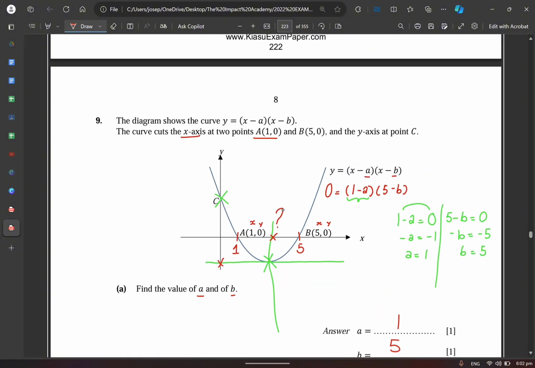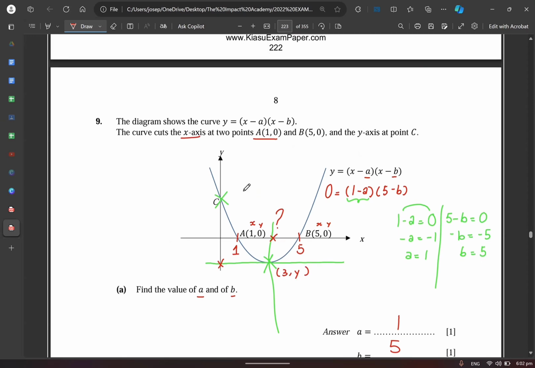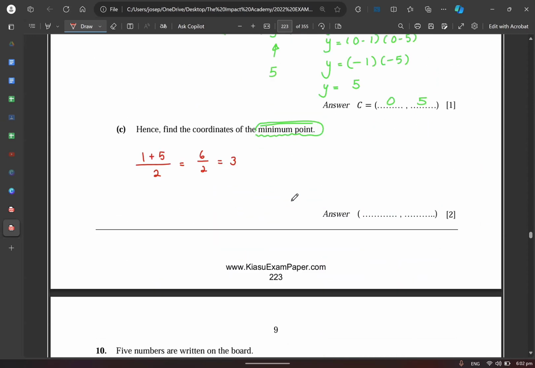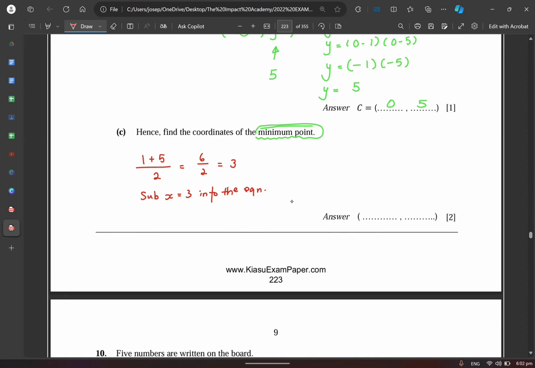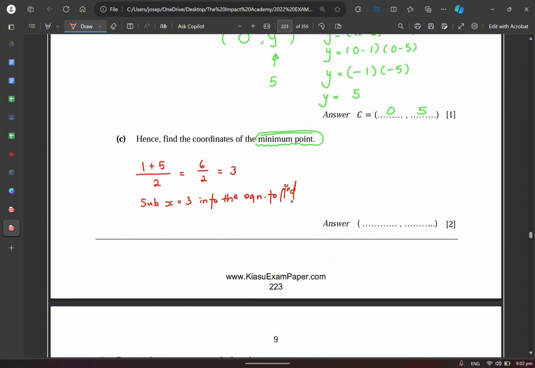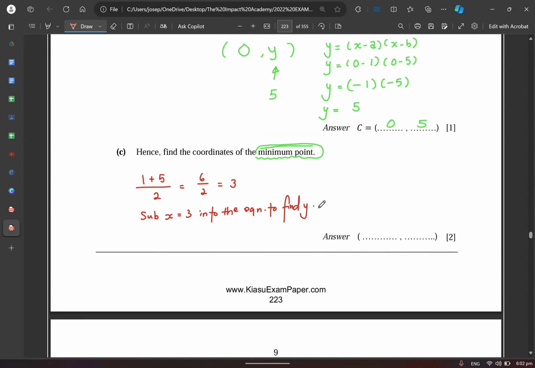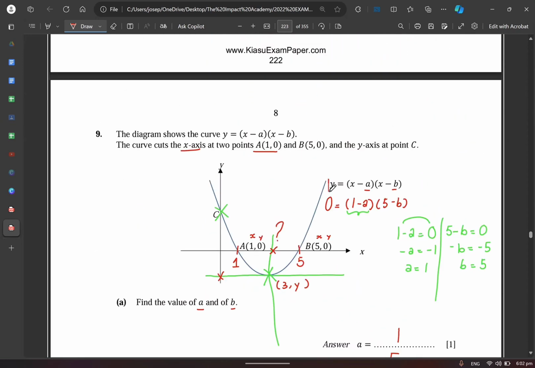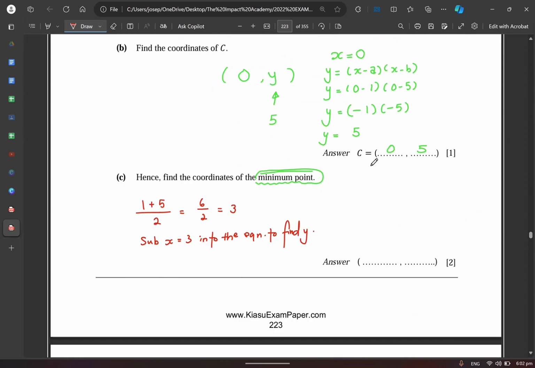Very good. This is basically (3, y). I don't know what y is. So now, because I know 3, I'm just going to substitute x equals 3 into the equation that was provided, to find y. Am I making sense? So I look at the equation, which is this equation over here. I will just copy it down.